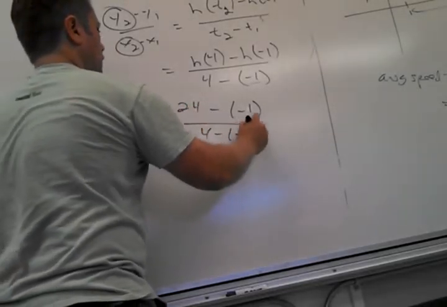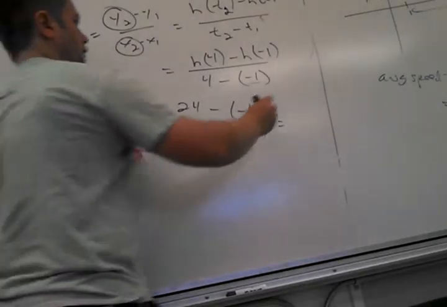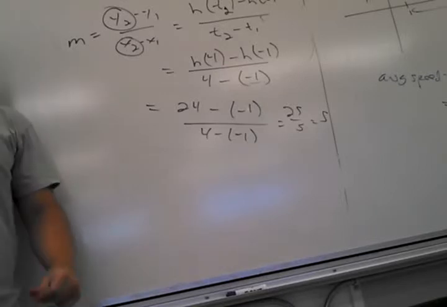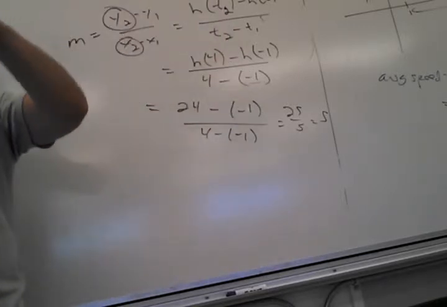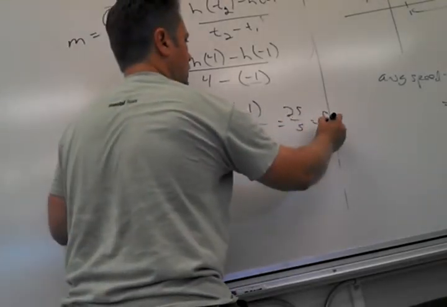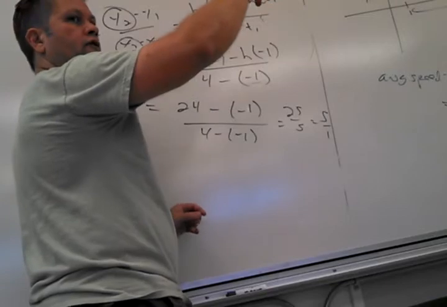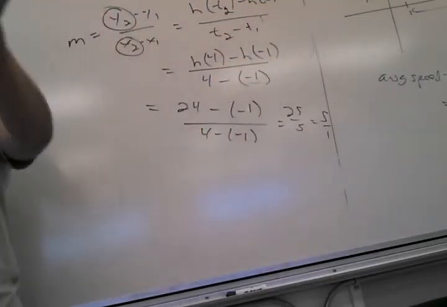Over 4 minus -1. Let's see, 25 over 5, which is 5. So that function changes by an average of 5 units in the y for every 1 unit in x. So what we really just did was find the slope. It goes up by 5 per one change in x on average.